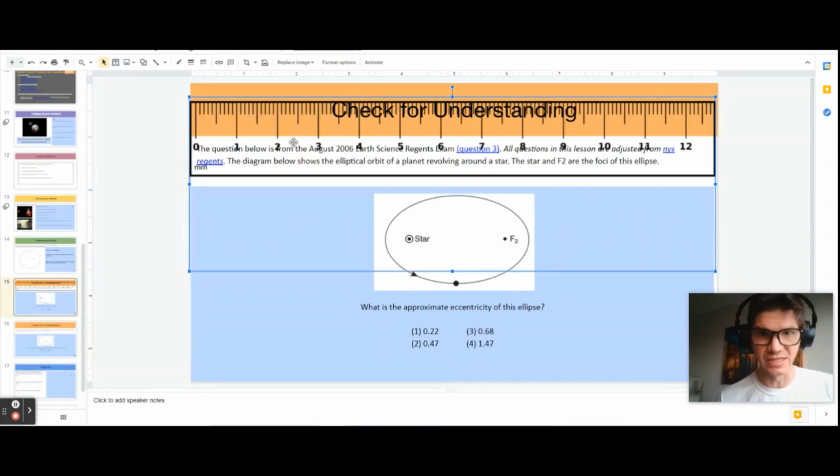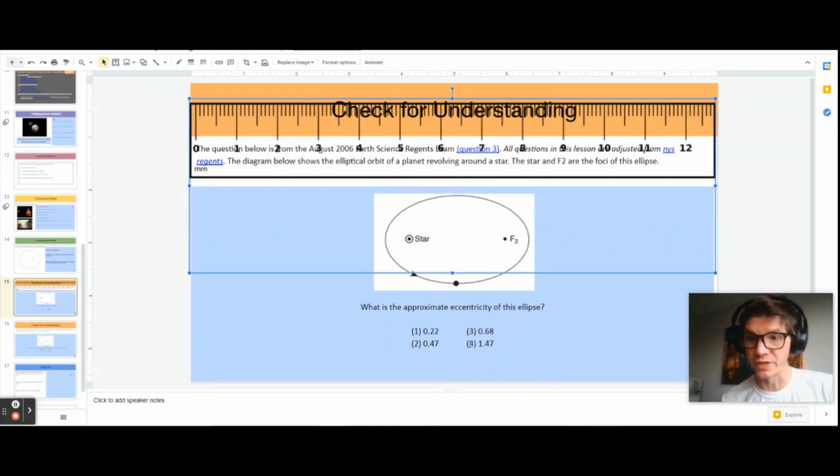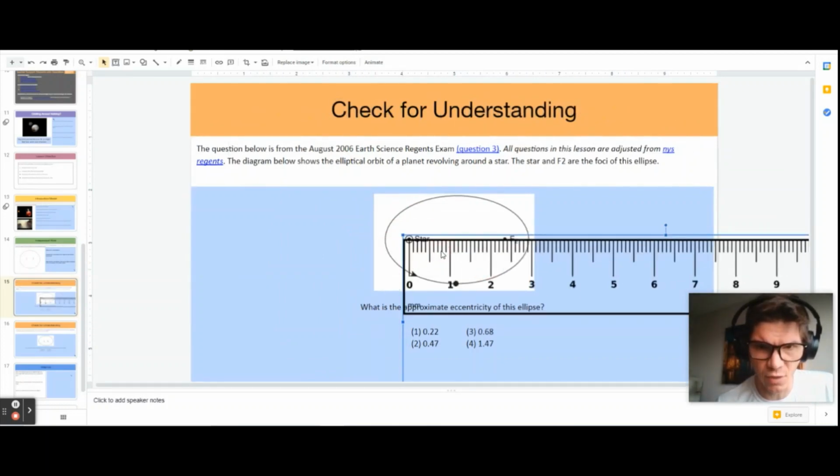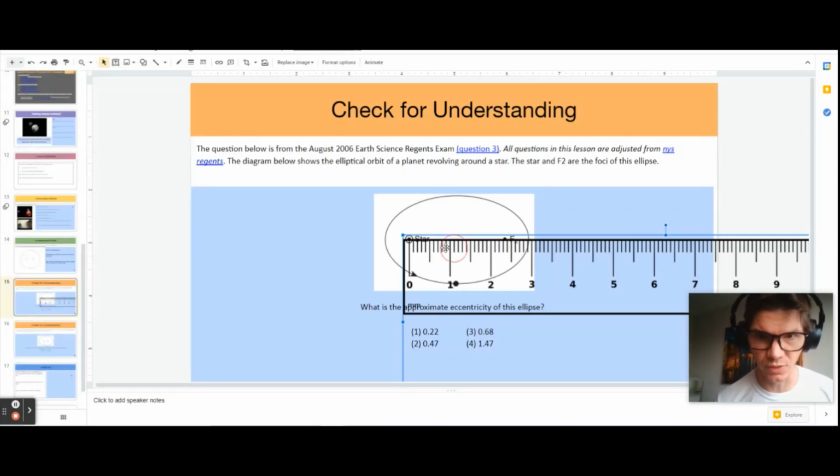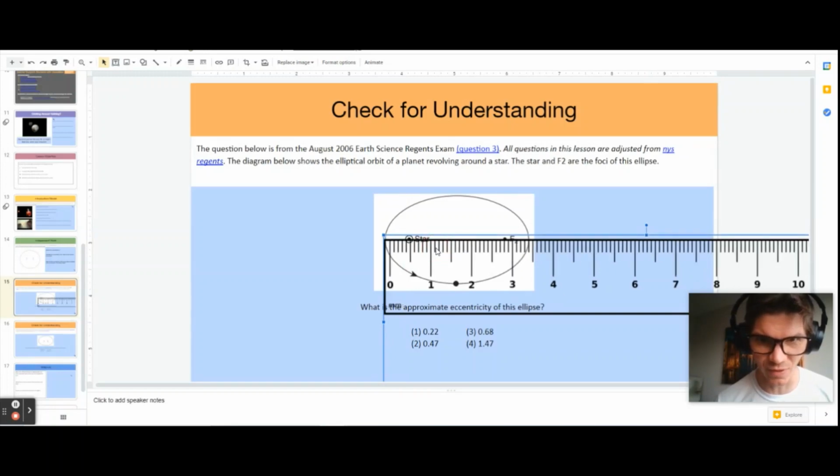Looking at my choices here, I can already rule out choice 4 because the eccentricity is higher than 1, and we know that that's not the case for ellipses. It has to be between 0 and 1. Now also, looking at the distance between these two foci, it seems pretty significant compared to the major axis, so I would imagine that this eccentricity is pretty high, but let's use the ruler to find out for sure. I'm going to line that 0 increment up with my 1 focus and then measure the distance here. So that's 2.1, 2.2, 2.3. 2.3 is the distance between the foci.